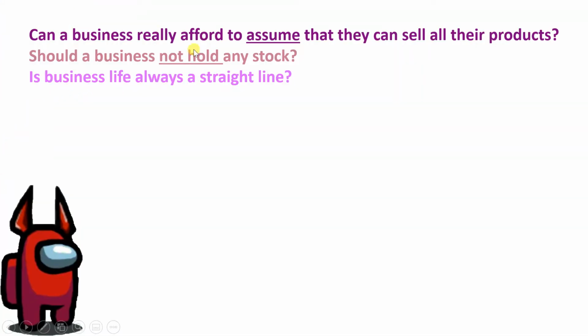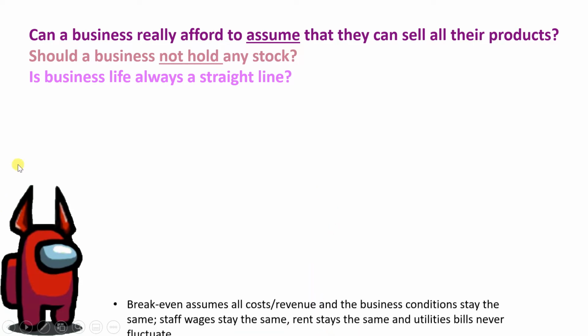Can a business really afford to assume that they can sell other products? Should a business not hold any stock? Is business life always a straight line? These are some of the questions that we need to get our heads around in terms of being able to financially analyse a business performance.